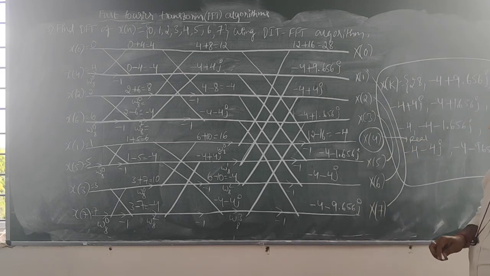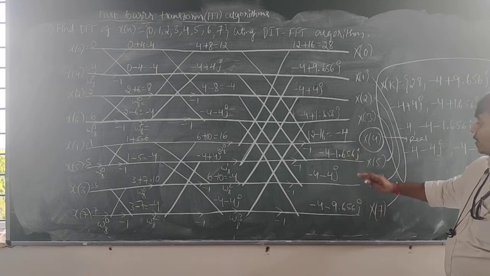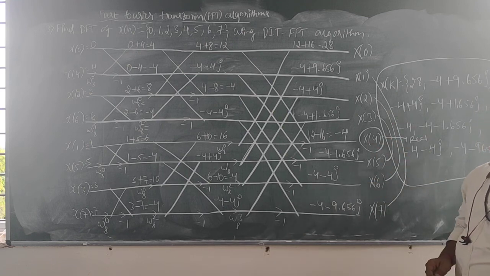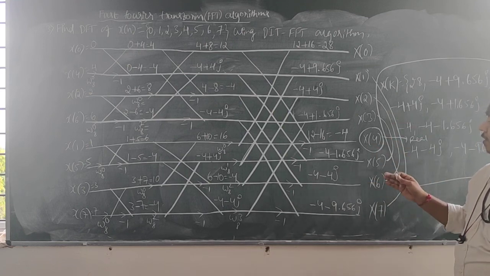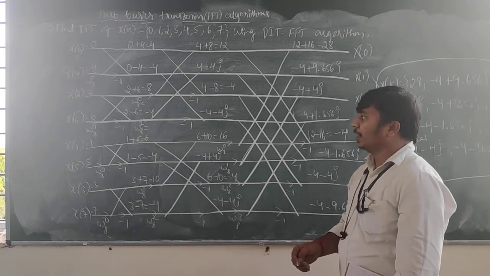So you can find up to x of 4 and you can directly write these remaining answers, but you solve this and compare the answers. So you will get whether you are correct or not. Okay, so this is 8-point DFT.